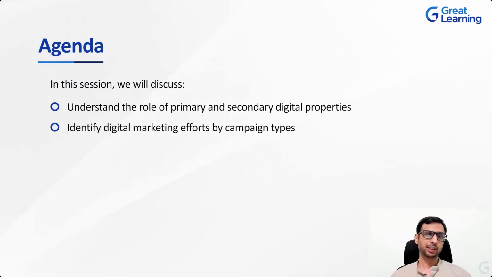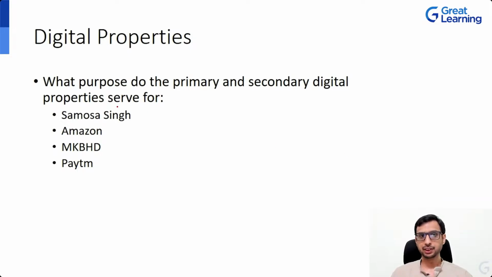So with this in view, let me move on and quickly take you through a few examples of primary and secondary digital properties. As I take you through each of these 4 brands and take you to their primary digital property to begin with, pay very close attention to the flavor of the digital property. What is being highlighted? What do you think is the objective of each of these digital properties? So let's go through these digital properties for each of these 4 brands one by one.